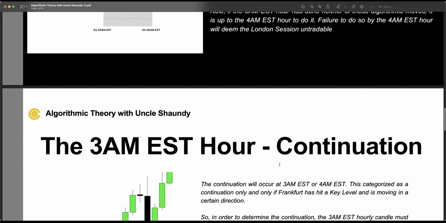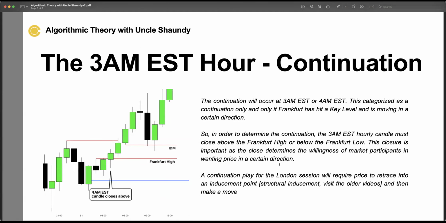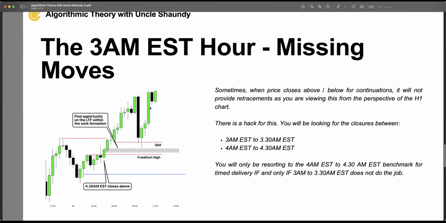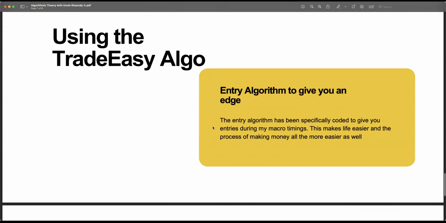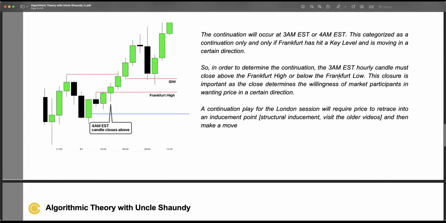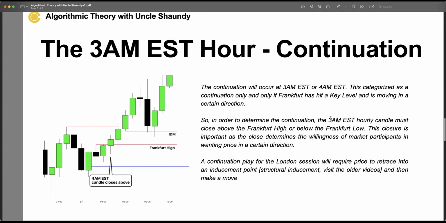As you remember from the previous London session video, we know that the 3 a.m. or 4 a.m. EST hour will be a continuation. So it's going to be the same conditions, as you can see, or if you're missing a move, you're going to look at the first 30 minutes. And of course, a reversal would be coming into a reversal point and then reversing.